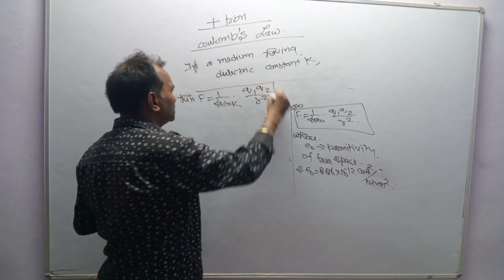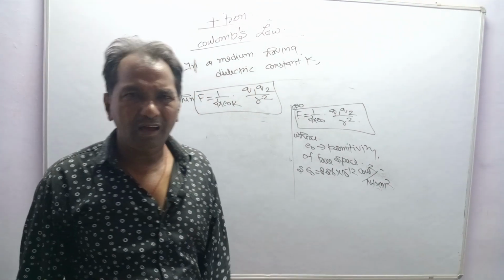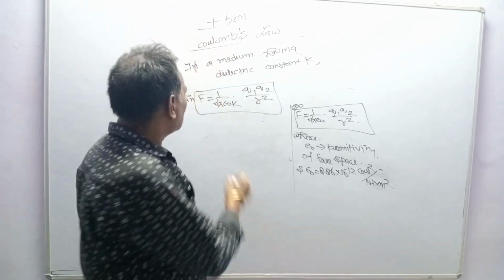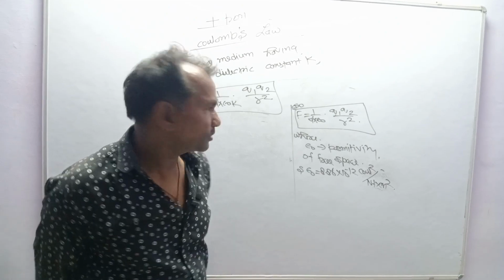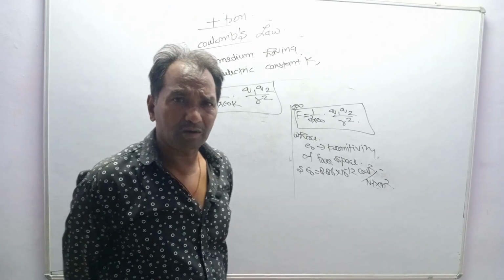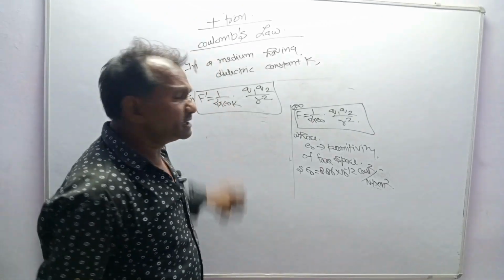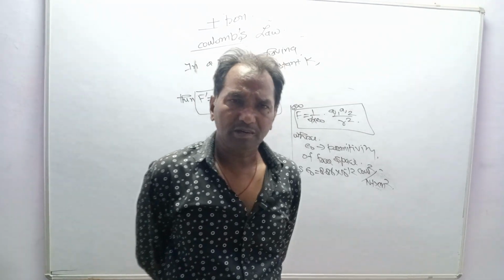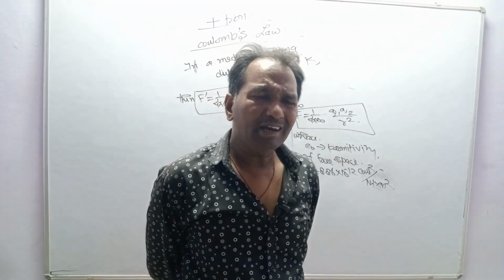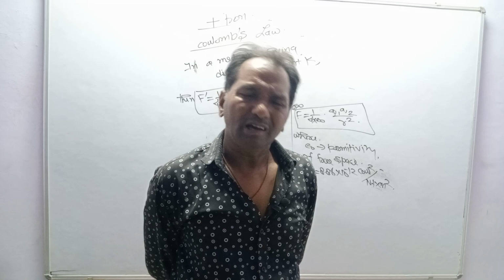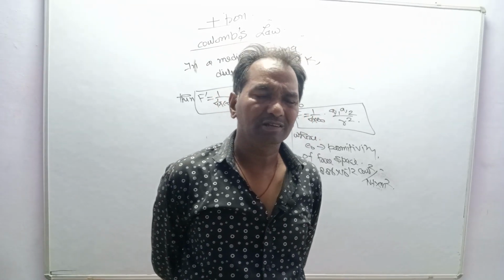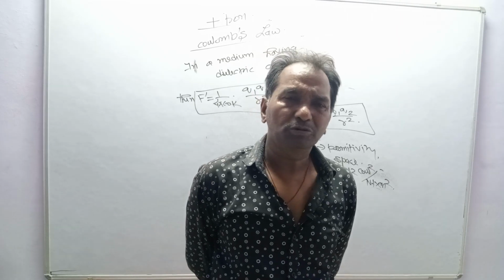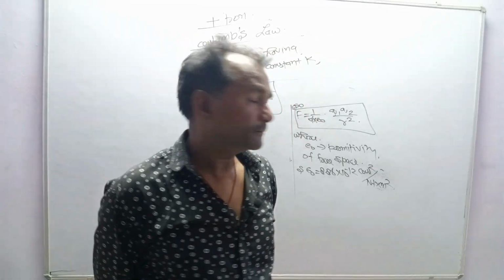Now this formula becomes F dash is equal to 1 upon 4 pi epsilon naught K Q1 Q2 over R square. Now K is called the dielectric constant. All the dielectrics are basically insulators. We will study them in more detail when we go through the capacitor.